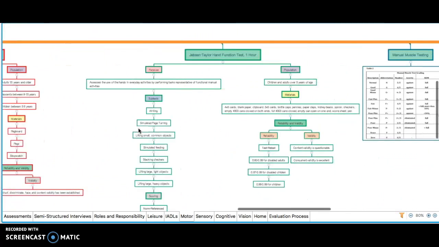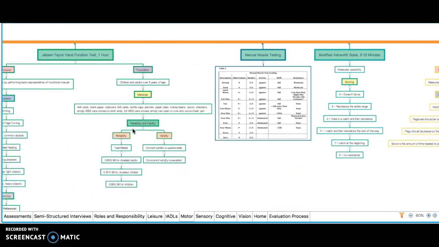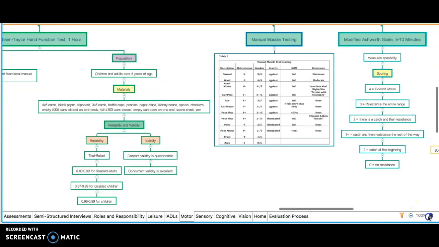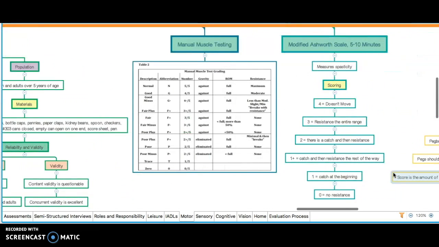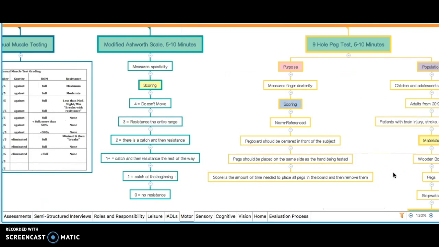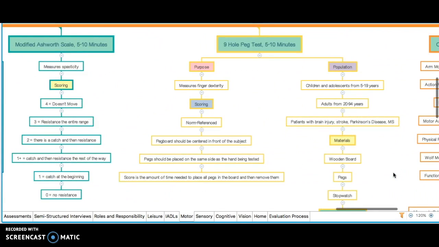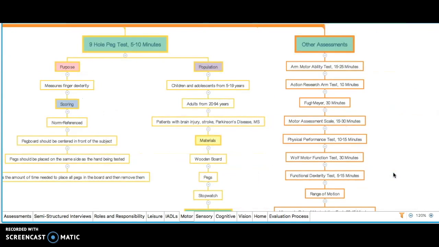For manual muscle testing, we used a table that easily laid out the scoring. We thought this was a better representation than typing everything out. We learned a variety of motor assessments this semester, so we tried to identify the key points that make each motor assessment unique. We also organized the assessments alphabetically to make it easier to find specific assessments quickly.